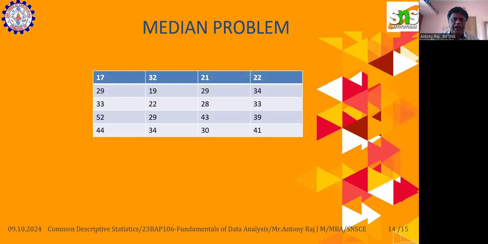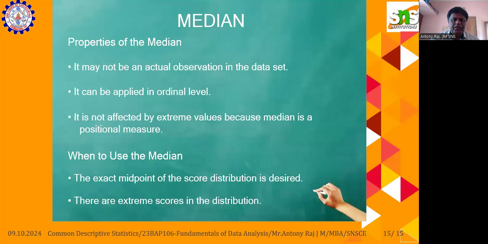And these are the properties of the median. A median may not be an actual observation in the data set. It can be applied to ordinal level data. It is not affected by extreme values because it is a positional measure. Whenever you need the exact midpoint, or when there are extreme scores in the distribution, we use the median.